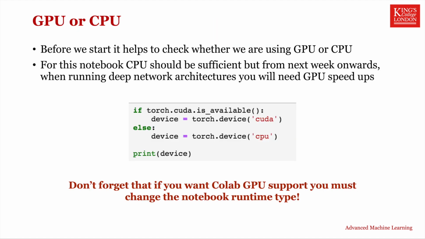To start with, let's go through the checks required to confirm whether your code is using GPU or CPU. These lines of code just tell your scripts or notebooks to use a GPU if one is available and otherwise use CPU. For this week, CPU will be more than sufficient, but in later weeks when your images get larger, you're going to want to use a GPU. Don't forget that if you want Colab GPU support, you must change the notebook runtime as shown in the introduction video.